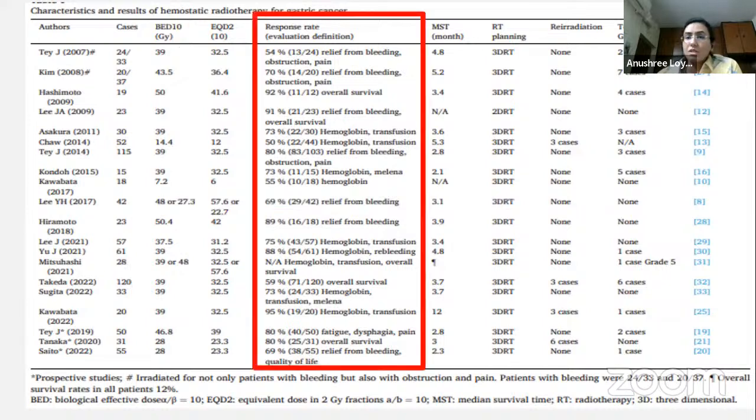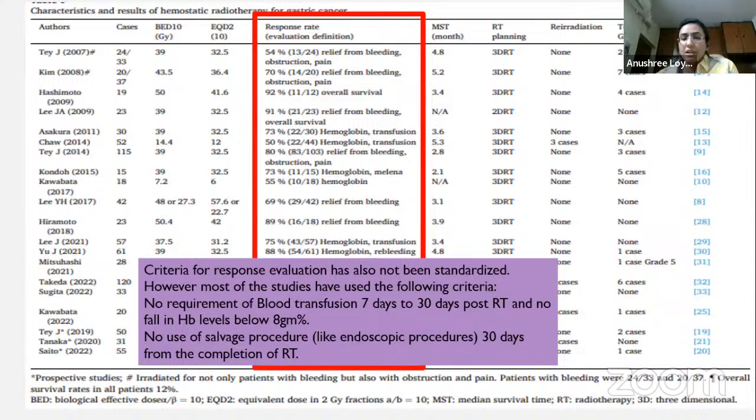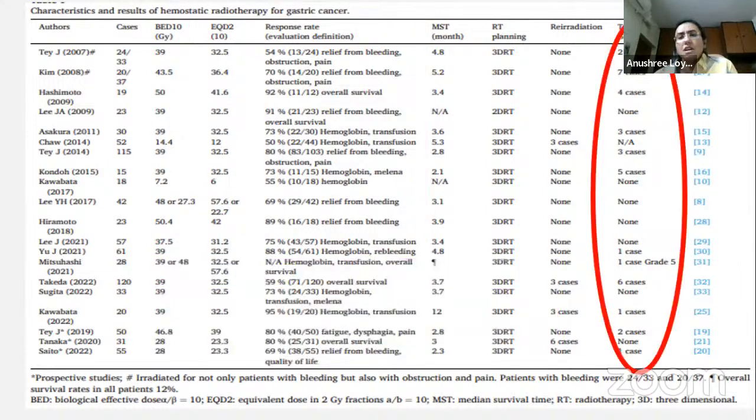Now, how to evaluate the response? There are no standard guidelines, but in clinics, once the radiation has been delivered, we see whether the patient requires any further transfusion, whether there is any further fall in hemoglobin after delivering radiotherapy, or whether the patient needs any salvage procedures like an endoscopic procedure post-radiation, for at least 30 days from the completion of radiotherapy. And toxicity, as already discussed, is very minimal.